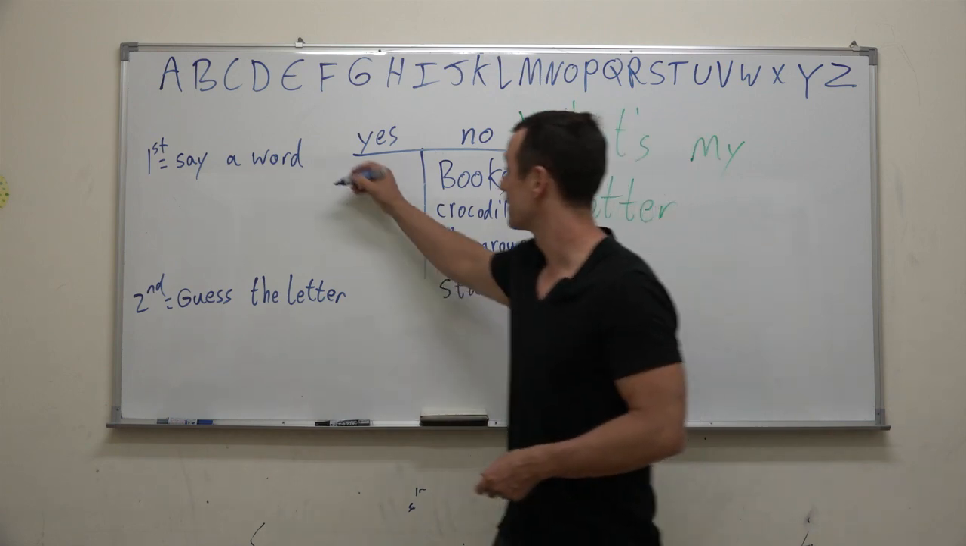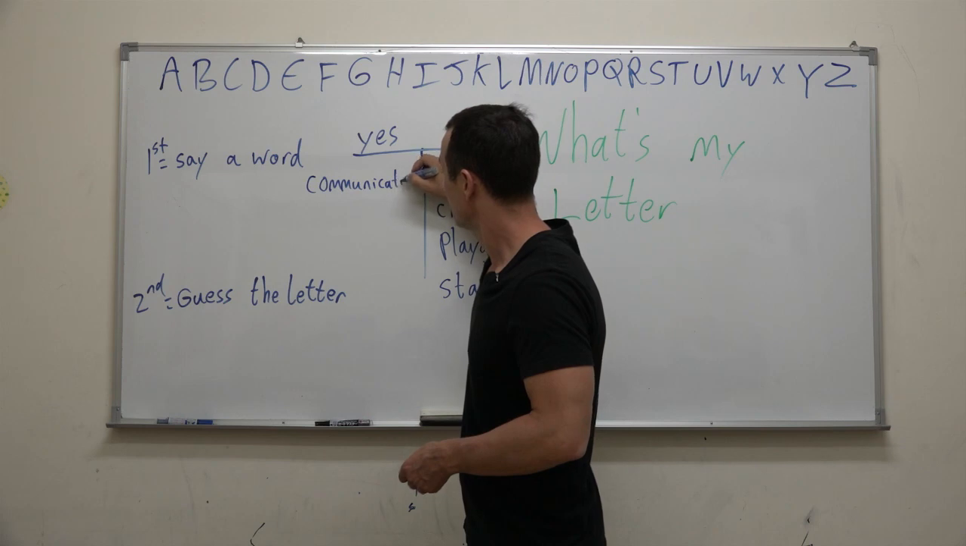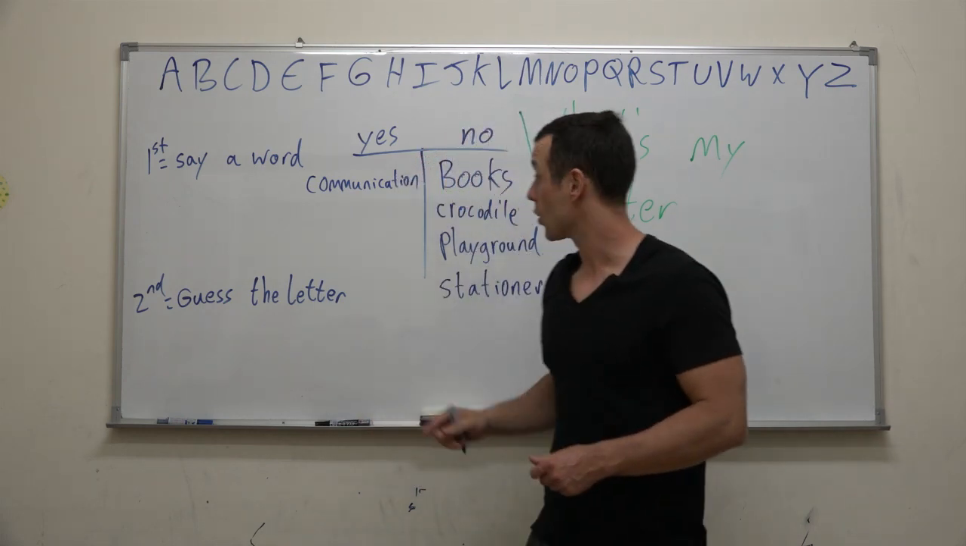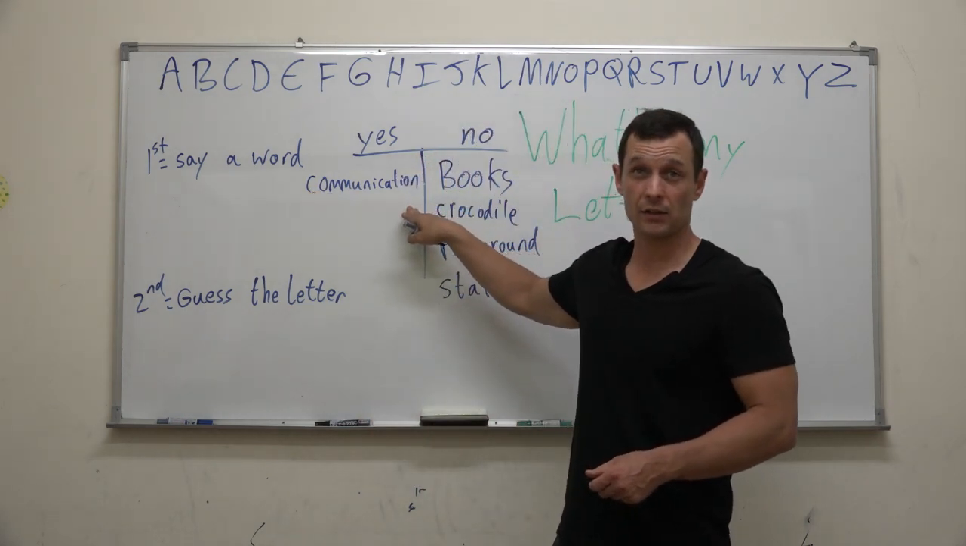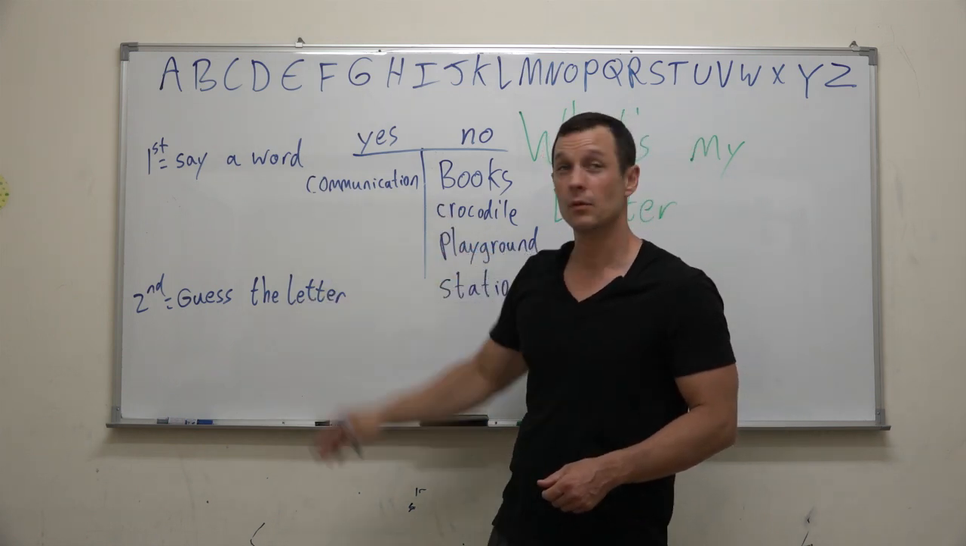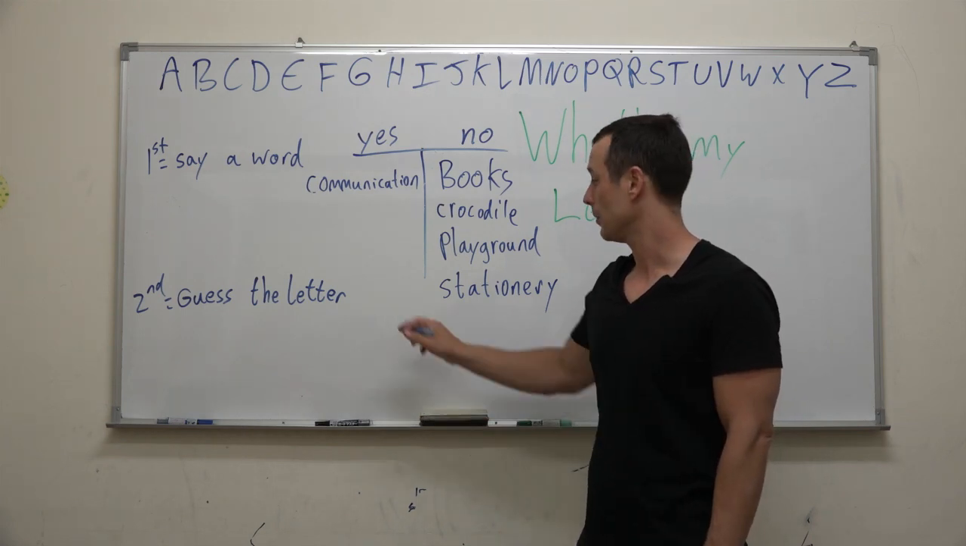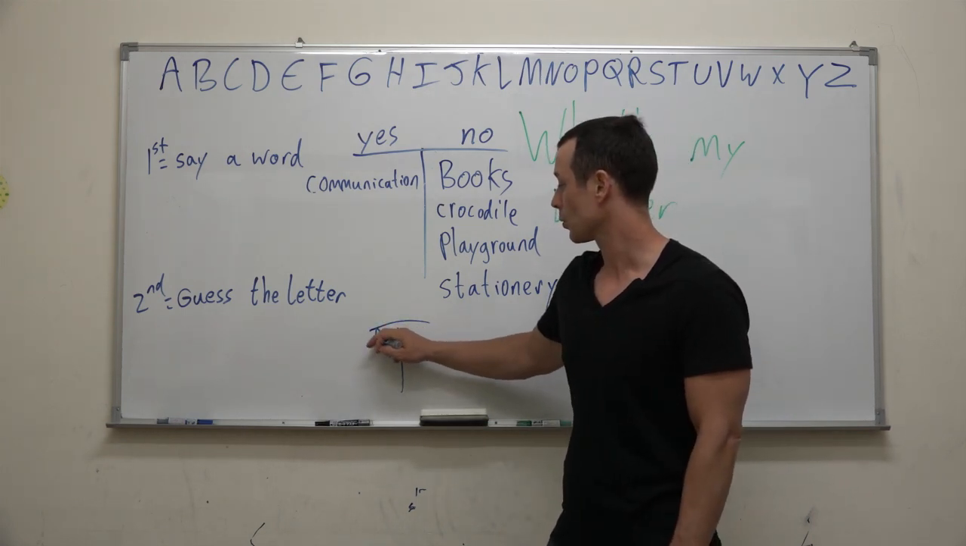Communication. Yes. So now the class knows that it's one of these letters, and the students will pick from one of these. What do you think it is? M. Yes, it's M. So Team B gets 1 star.